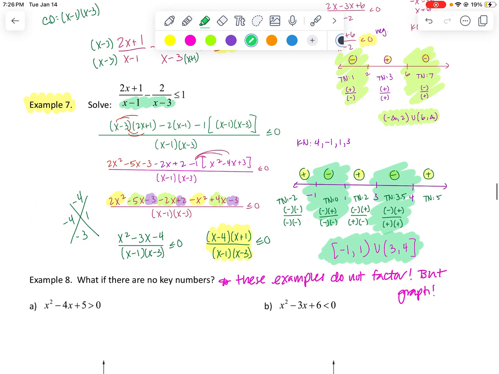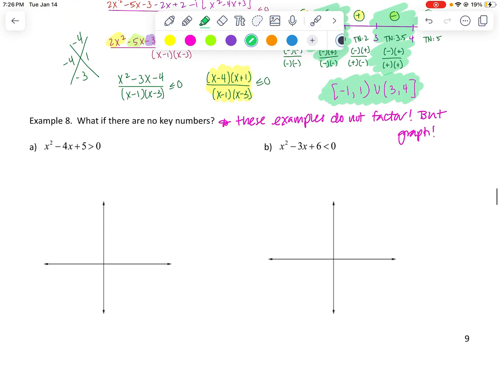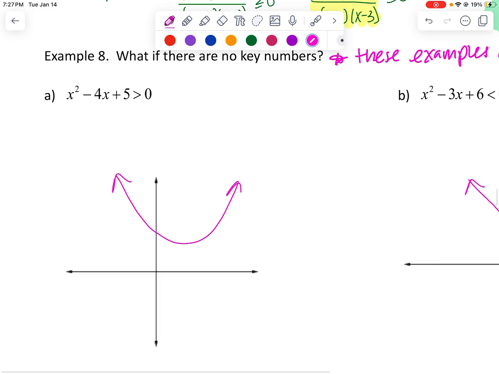All right, example 8. I just want to chat about it real quick. So what if there are no key numbers? In examples A and B, these examples do not factor, but we can think about them as their graphs. If I'm looking at these quadratics, both of them are positive graphs, meaning that if I graph them, they're going to look like that, right? If I'm looking at strictly example A, it says that my values are greater than 0, so this is positive.